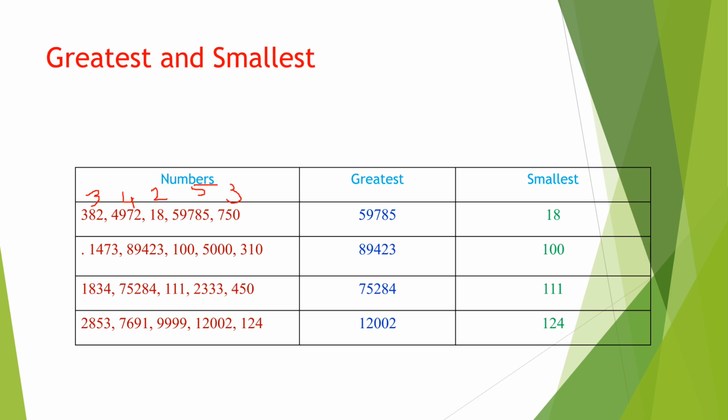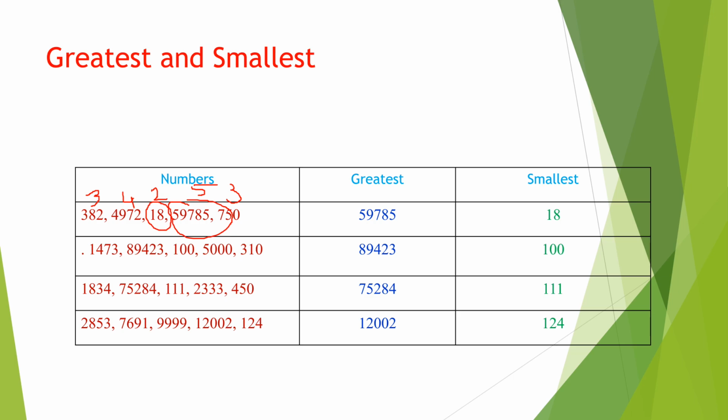In 750, we have only 3 digits. So, which is the greatest number? Greatest number is the number with maximum number of digits. See, here we have 5 digits. So, 59,785 is the greatest number. And the smallest number is 18. 18 has only 2 digits.